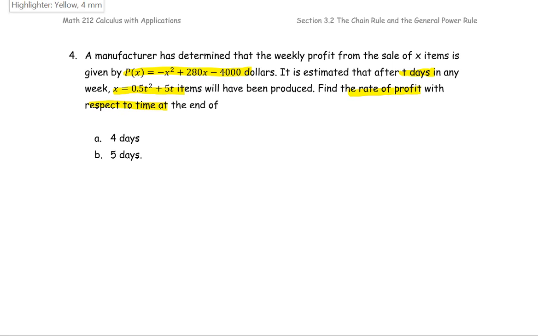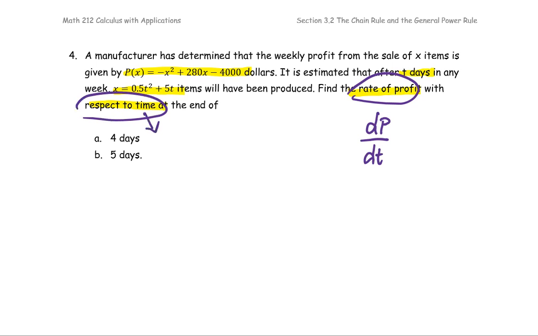So basically, you are going to find the rate of the profit, which is the derivative of the profit with respect to time, or dp/dt. The key term here with respect to time is t, and the profit is p. So we are going to find dp/dt.